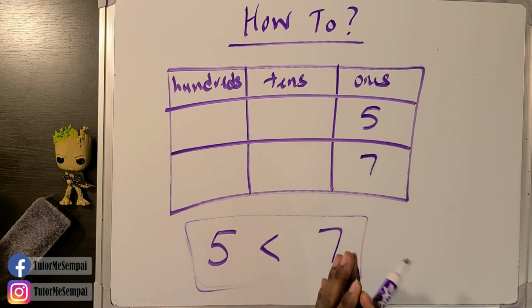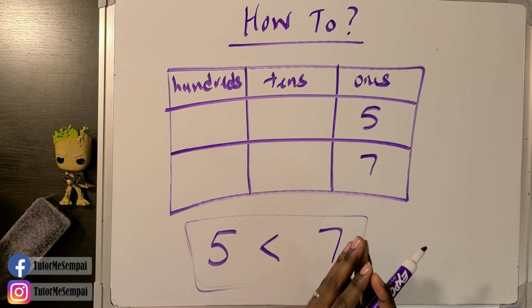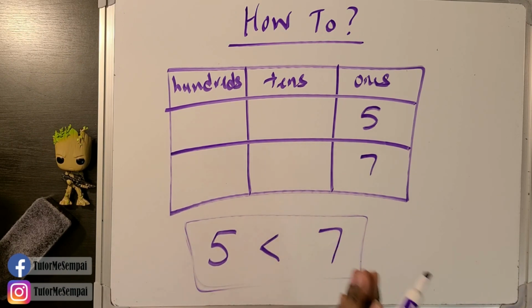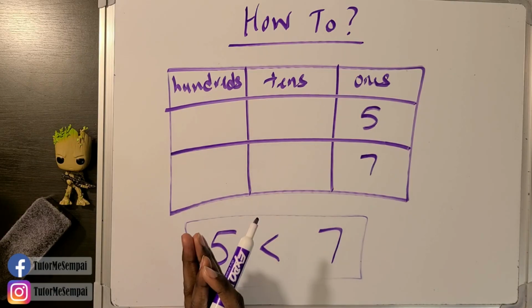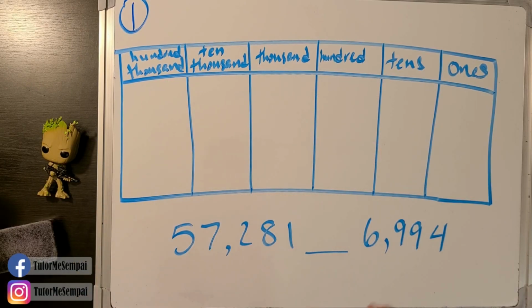So let's look at another example in which we have bigger numbers, and let's see how this works when we have numbers within the thousands. So in this example, we want to know which one of the two numbers is going to be bigger. Is it going to be 57,281 or is it going to be 6,994? Now you may be able to look at this at a glance and say, yes, I already know which one's going to be bigger, Courtney.